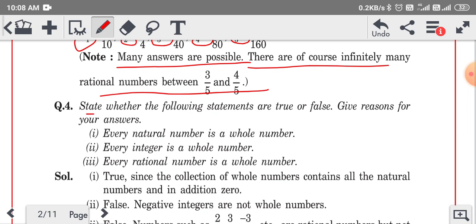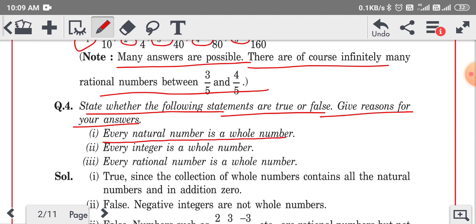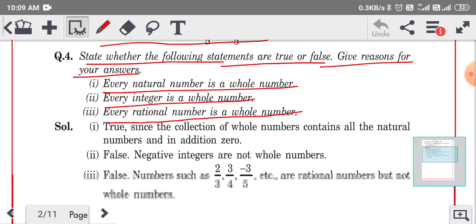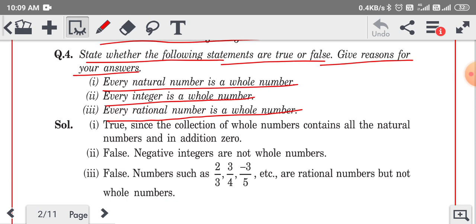Next, state whether the following statements are true or false, give reasons for your answers. First, every natural number is a whole number. Second, every integer is a whole number. And third, every rational number is a whole number. So first, let's see: every natural number, is it a whole number? Yes.